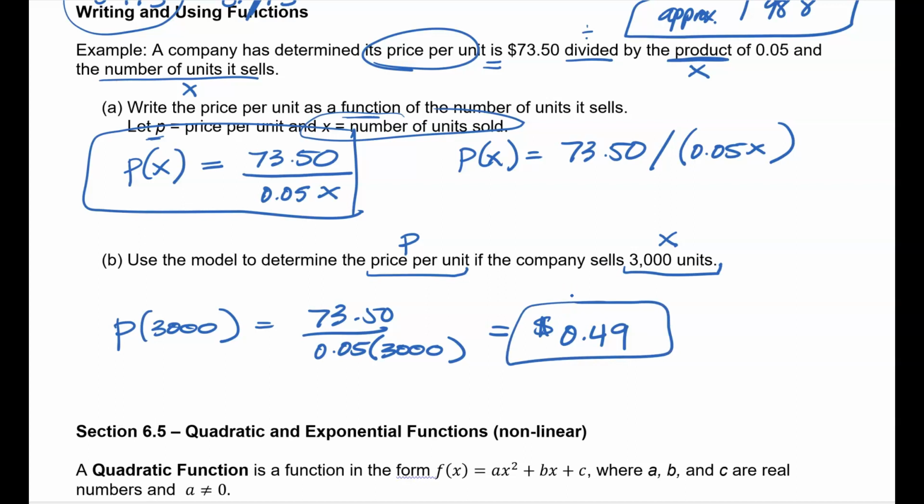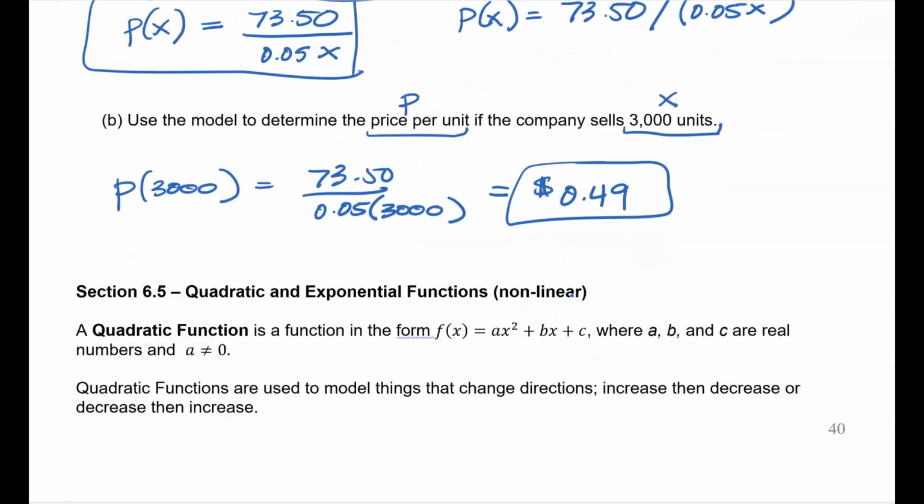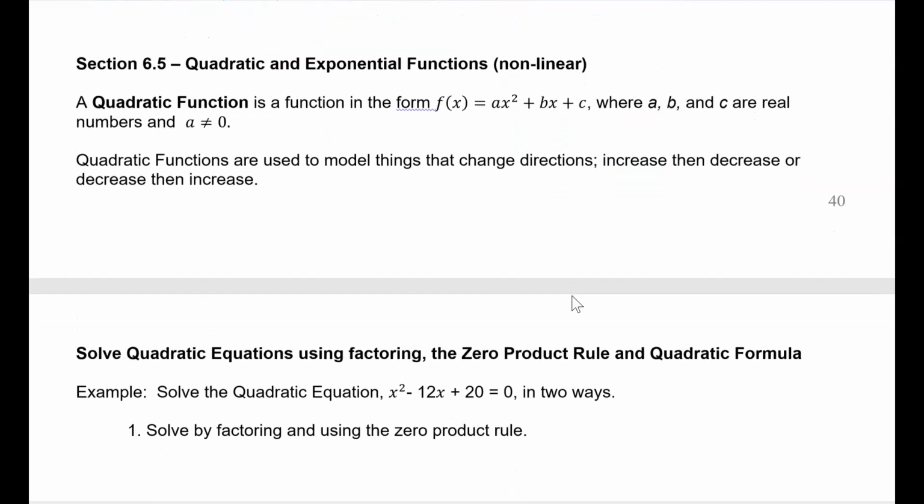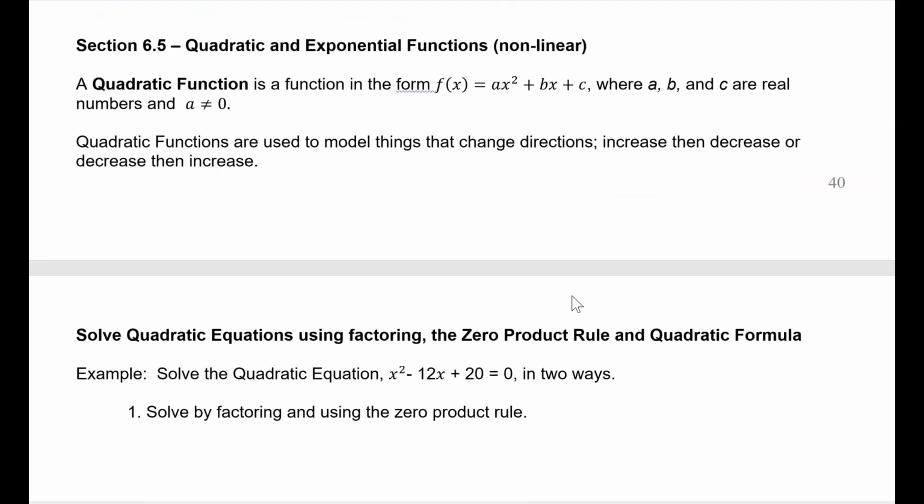So that concludes 6.4. We're going to jump into 6.5 now, and we're going to talk about nonlinear functions. So functions when they're graphed that don't make lines. So we're going to start with quadratic, and then we'll end with exponential.